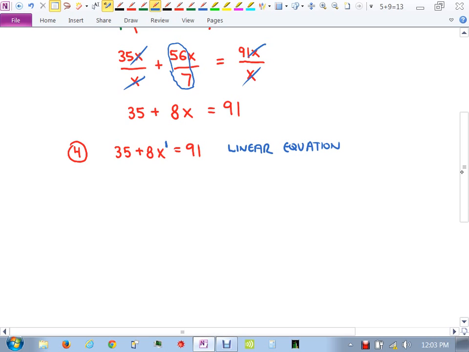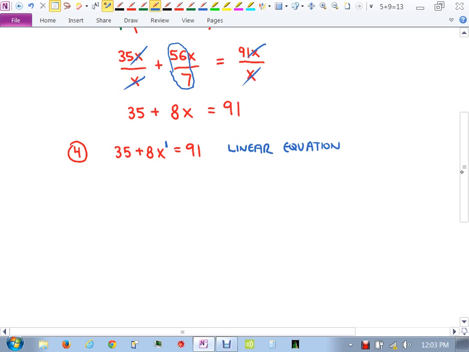The technique for solving a linear equation is to isolate the variable. Get the variable by itself. That's different than a quadratic equation. Quadratic equations, we like to move everything to one side and make it equal zero. Then we like to factor. We like to use the quadratic formula. That's a totally different technique than a linear equation. So you've got to know what you're working with before you start doing math on it, right?